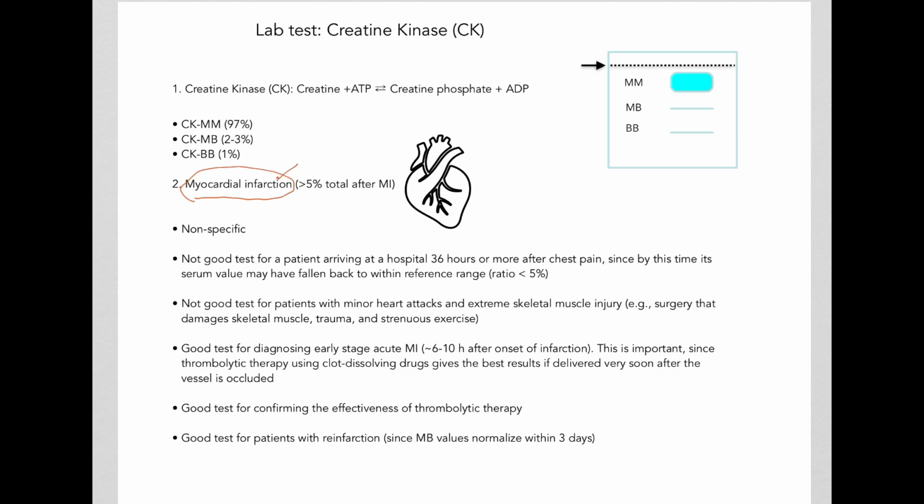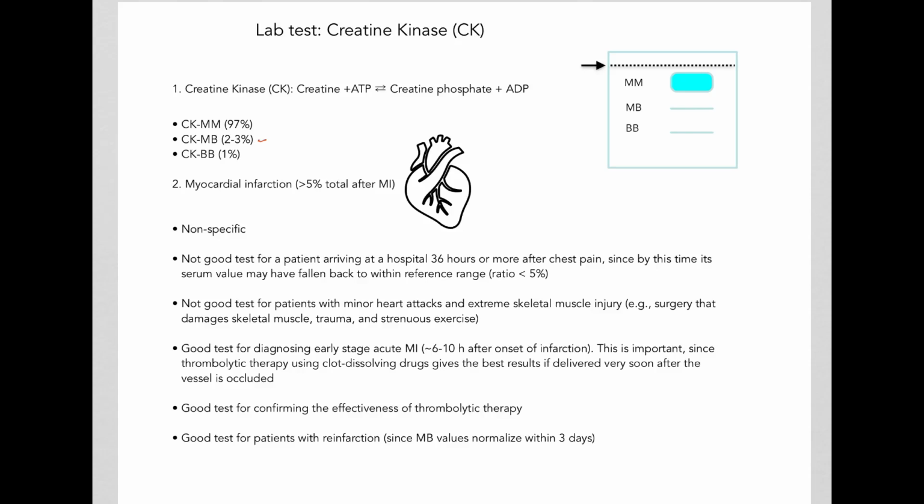During an MI, the CKMB, this fraction here, will become greater than 5%. So this isoenzyme will start increasing, and once it's more than 5%, that's a good indication that a heart attack might have occurred. Once again, like LDH, this is not a specific test. CKMB is not a specific test. This can increase in several other diseases besides myocardial infarction.